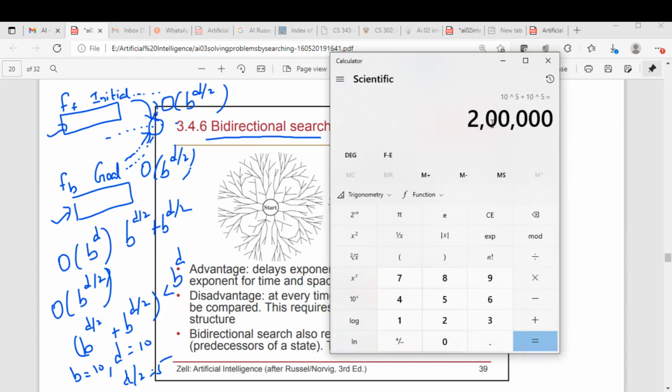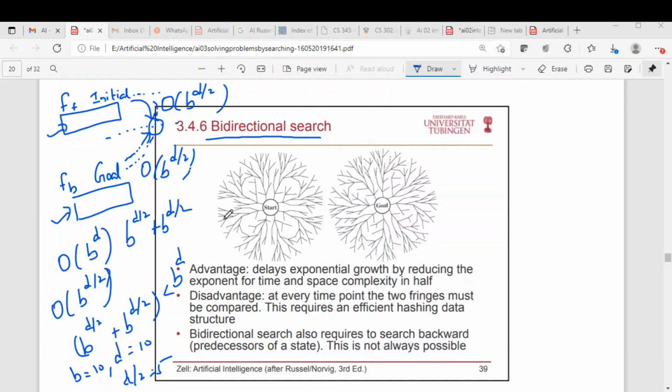Actually it's a very much smaller number than that, right? So it is much smaller than the other value. Okay, so this is the advantage. To get this advantage, we are interested in bidirectional search. The advantage is it delays the exponential growth by reducing the exponent for time and space complexity in half. So not only time complexity, it also reduces the space complexity. Both time complexity and space complexity are reduced by half.